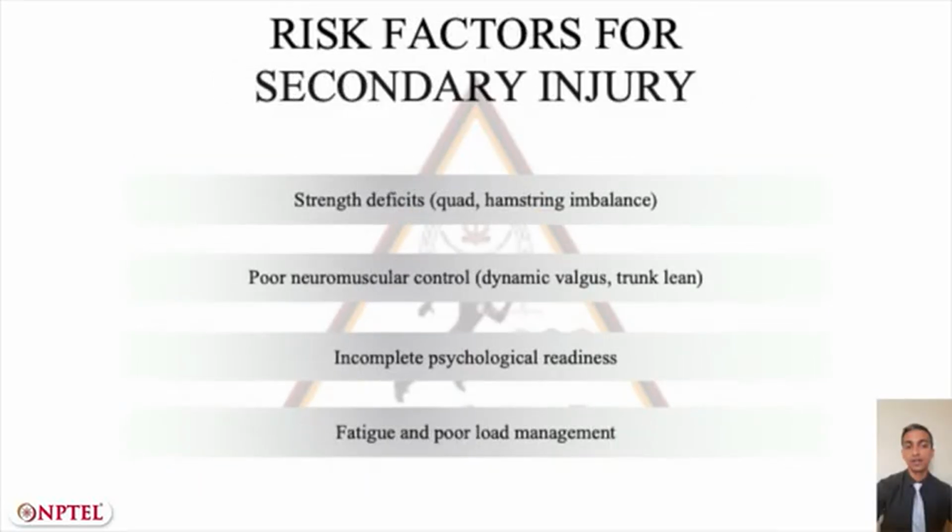Let us first define secondary injury. A secondary injury refers to a new injury occurring after an athlete has undergone an ACL reconstruction or a rehabilitation and returned to activity or sport. The injury can be other than ACL as well, maybe an MCL, an LCL, a meniscus, or even a PCL injury.